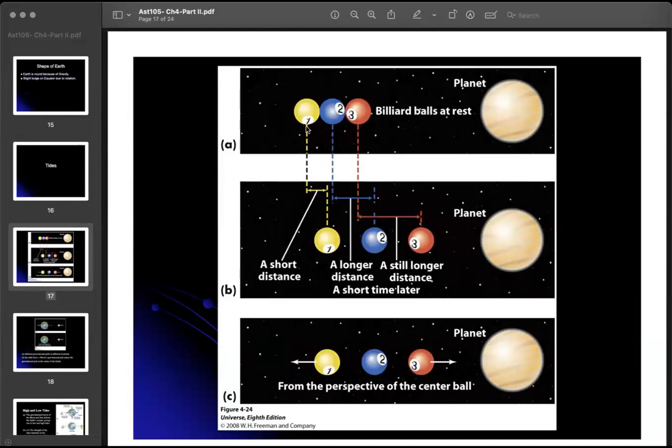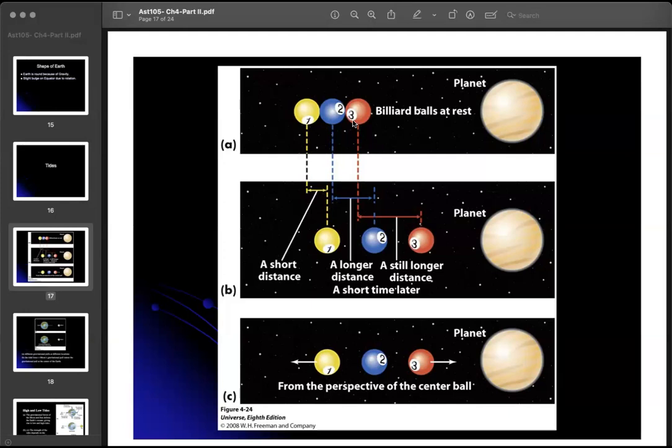Imagine there is a planet and there are 3 billiard balls which are being affected by the gravity of the planet. Now the red ball is the closest, so it experiences the highest amount of gravity. The blue one, medium gravity, and the yellow one, the least gravity. If you release them, they will start falling towards the planet. The red one will move the most distance, blue will move the medium distance, and yellow the shortest distance.